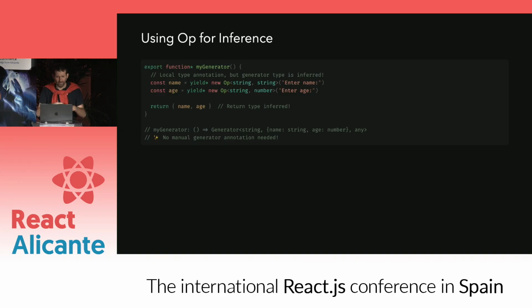Because now, instead of yielding strings directly, we can yield new OP instances. And we can put a local type annotation on the OP object. The magic part is that TypeScript is now able to infer the return type for the name and age variables. That means you can fully leverage inference for the full generator type. We just typed the instruction, and now it generated all of that.